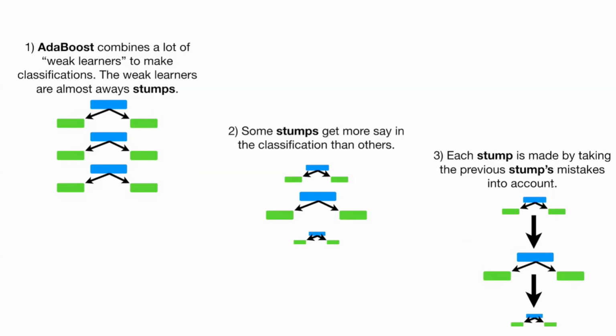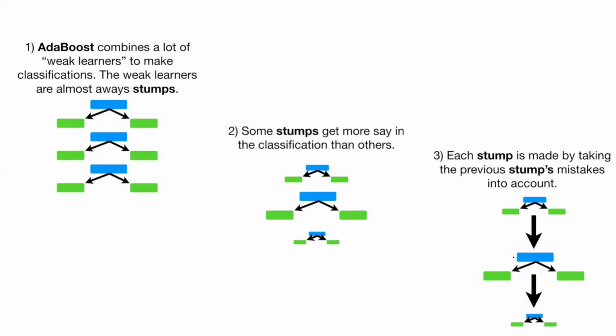Okay, so each weak learner is always a stump. In the final classification, some stumps get more say in the classification than the others. That is what we have discussed, right? In the random forest, each tree will have equal importance, whereas in AdaBoost, some stumps will have more say when compared to the other trees. Each stump is made by taking the previous stump's mistakes into account.